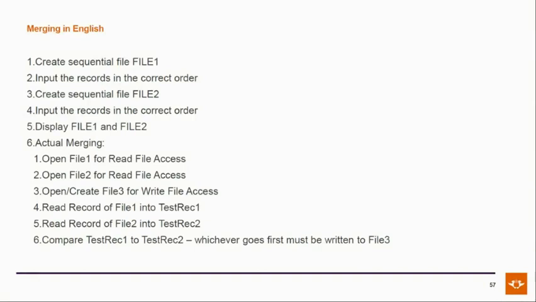So how the actual merging happens is open file 1, read file access, open file 2, read file access. Open file 3, create file 3 for write file access. Then read file 1 into test record 1, read file 2 into test record 2, so that you have the two records on hand. Then you simply just compare the two records. These will most likely be two arrays of records. See which one needs to be stored first, and then just simply store them into file 3. Now, there's a few ways you can do that as well.